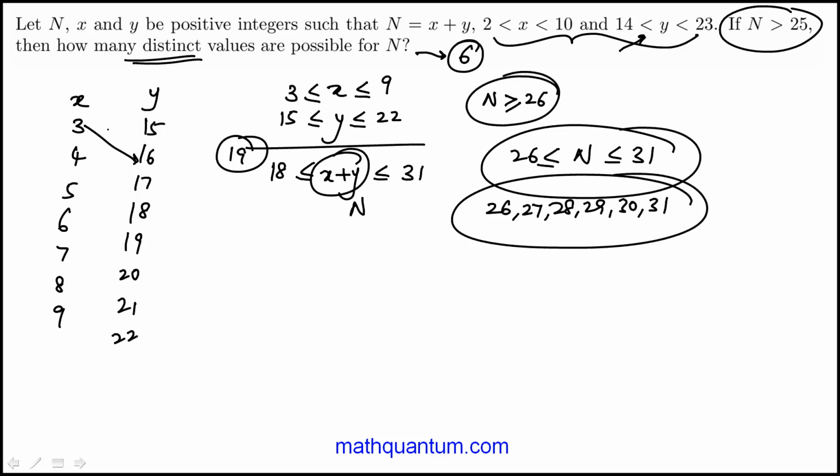well, actually, let me use a different example. 3 and 19 is 22. Then we also get 6 and 16. That also gives you 22. So these are the outcomes we're looking for, distinct values.